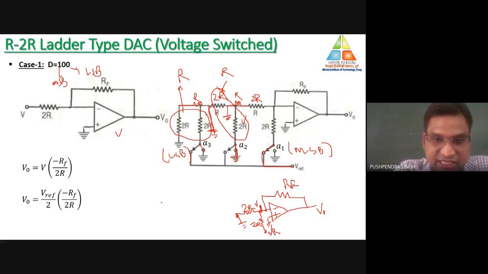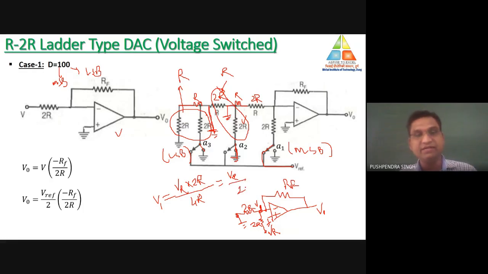What is the value of this V1? This V1 is the intermediate voltage. So V1 is equal to what? This reference voltage source VR multiplied by the opposite side of the resistance. Opposite of this VR is equal to what? 2R. So VR multiplied by 2R divided by the total resistance of the circuit. Total resistance is what? 2R plus 2R. That is equal to 4R. So V1 will be equal to VR divided by 2.